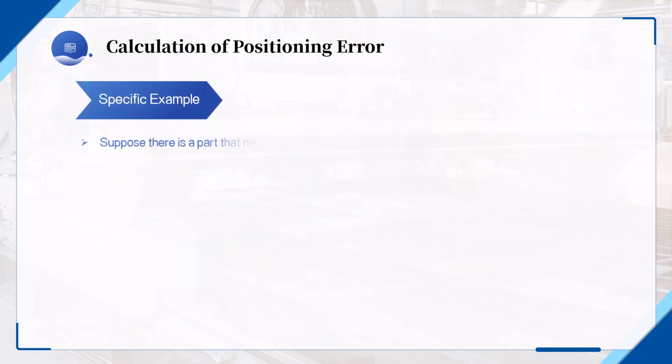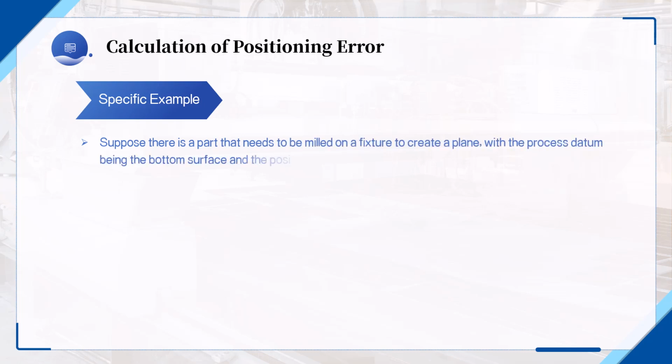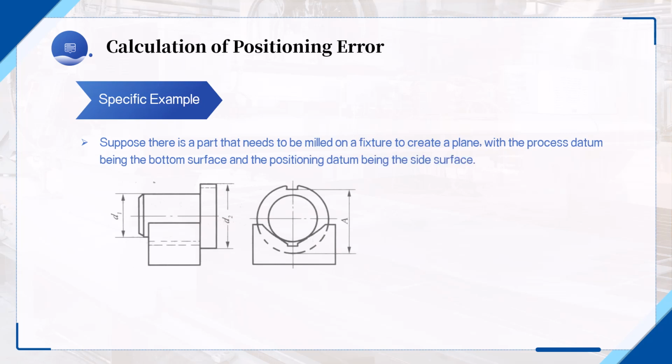Let's deepen our understanding of positioning error calculation through a specific example. Suppose there is a part that requires milling a plane on a fixture. The process datum is the bottom surface, and the positioning datum is the side surface. The dimensional tolerance between the bottom and the side surfaces is 0.1 millimeters, which means JB equals 0.1 millimeters.